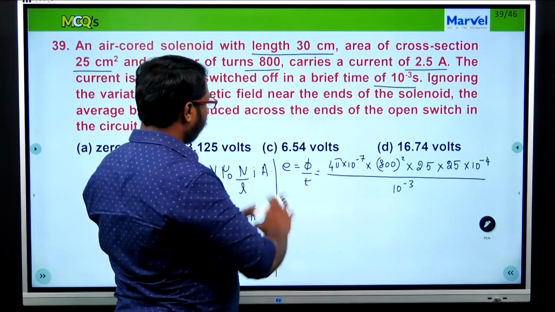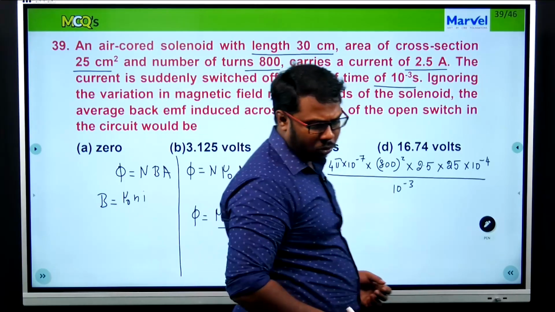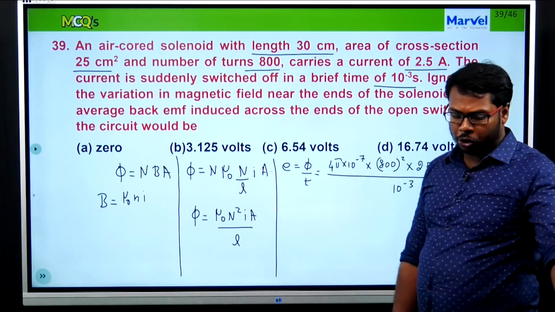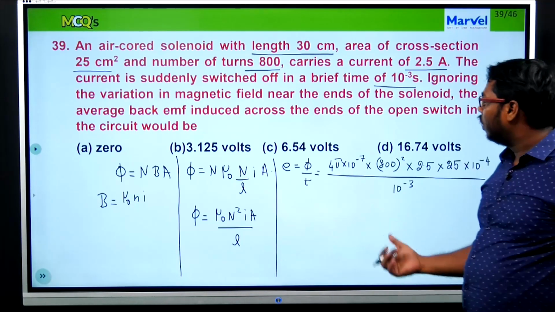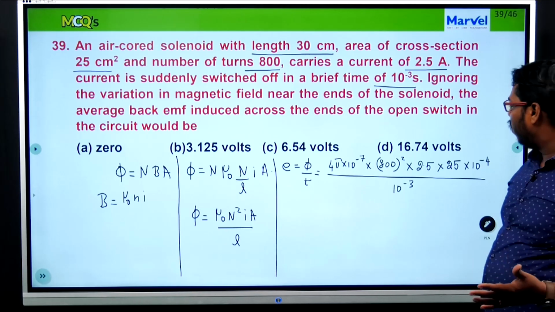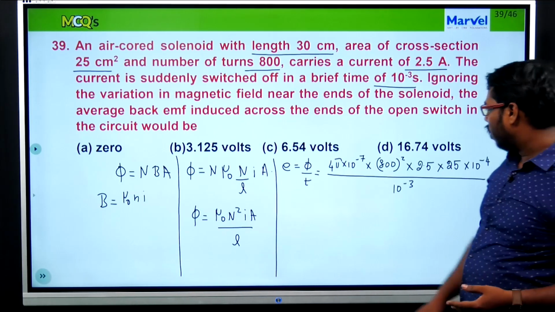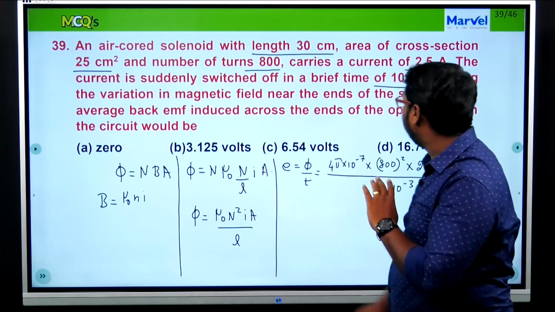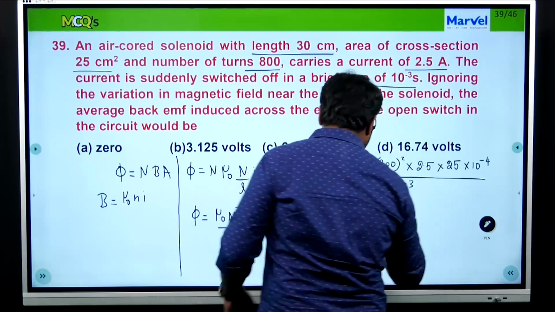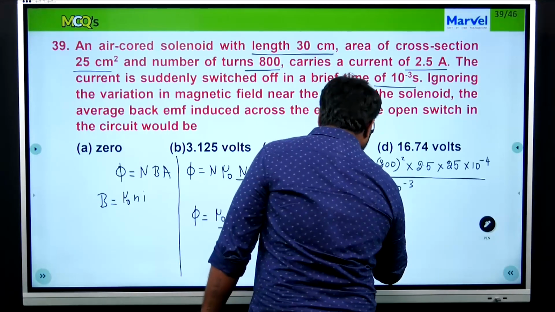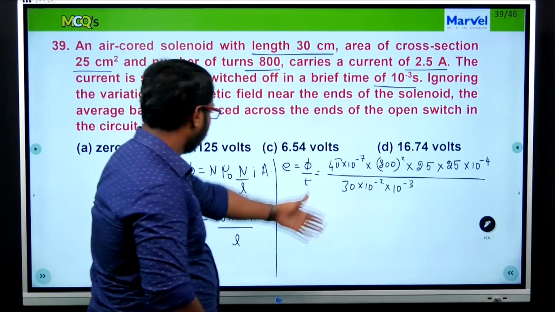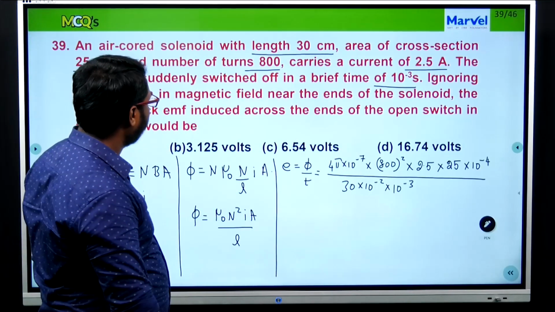So these are the things that we are supposed to substitute in here. After substituting everything that is given in the question, we are left with L, the length of the solenoid. It is 30 centimeters, so 30 into 10 power minus 2.